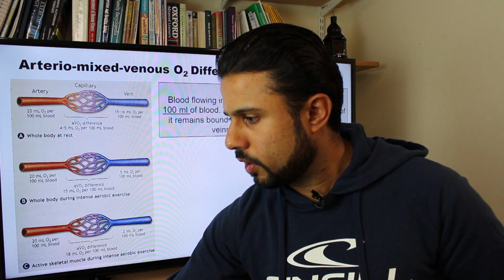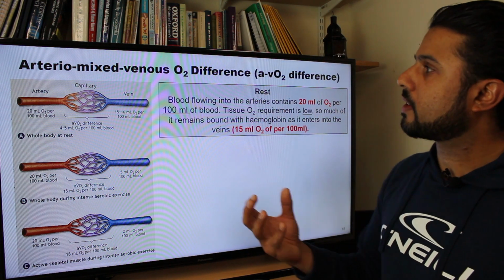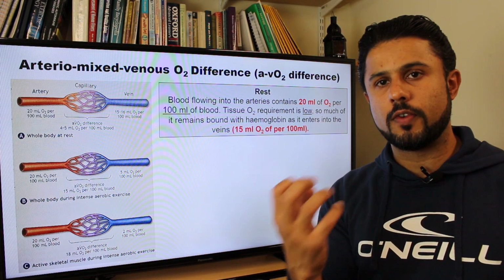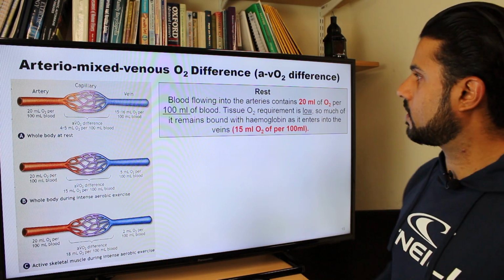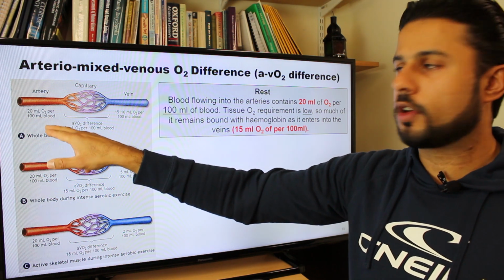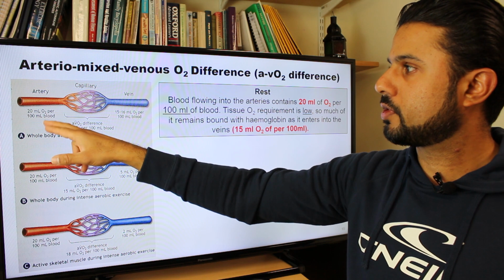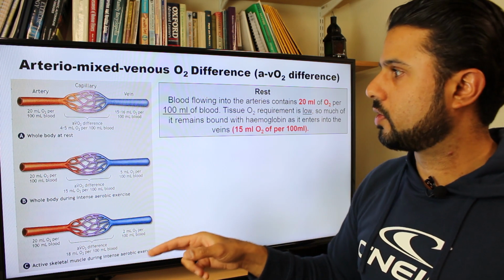So just moving on then to a concept called arterial mixed venous oxygen difference. This basically tells us how much extraction of oxygen the tissue is making, and it's relative to the intensity of the exercise. So at rest, what you would have is about 20 mils of oxygen per 100 ml of blood. Okay, so if we were to measure the oxygen levels in arterial blood, 100 mils of arterial blood would see about 20 mils of oxygen.